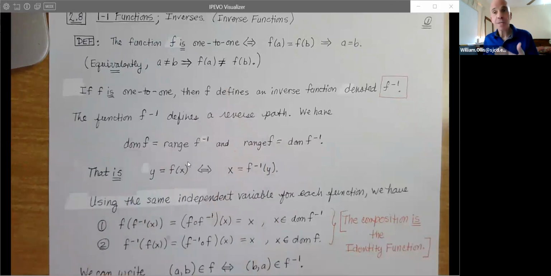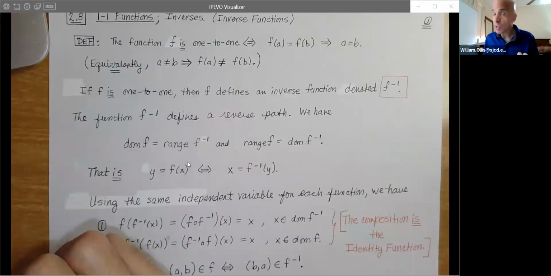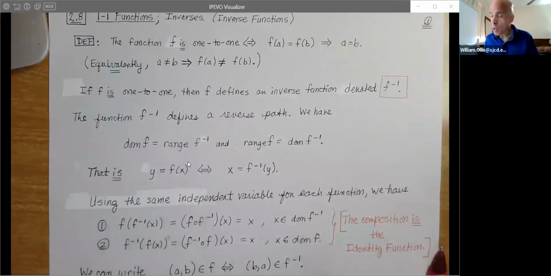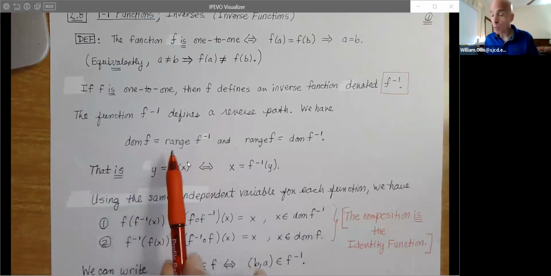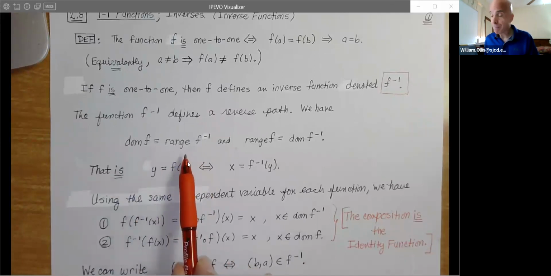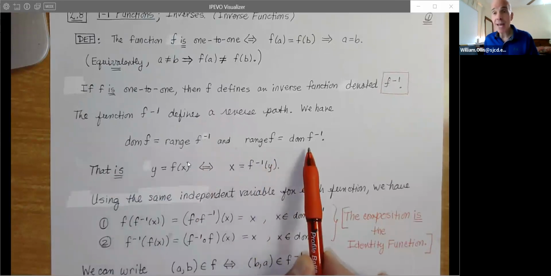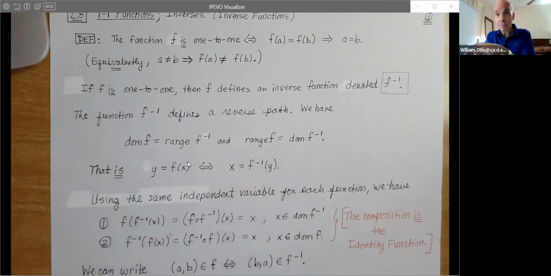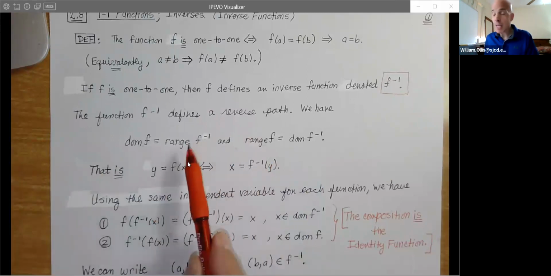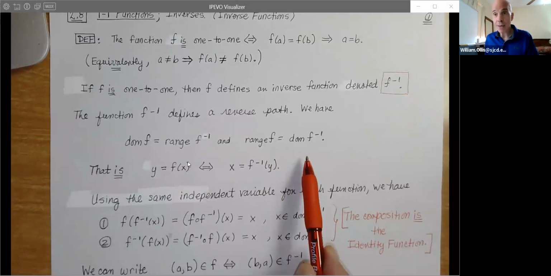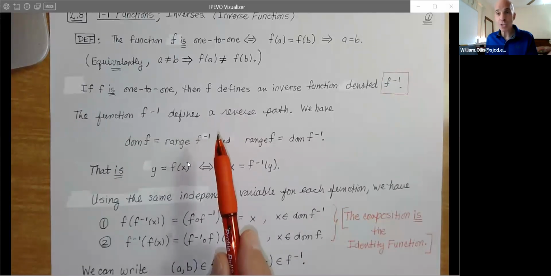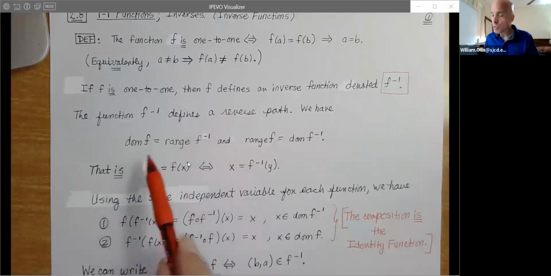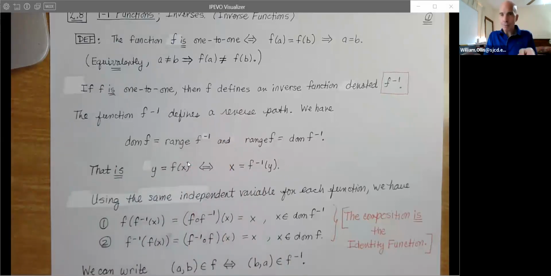But sometimes it's convenient to write the inverse function so we can do computations. So if that's the case, the domain of f will be the range of the inverse function, and the range of f will be the domain of the inverse function. They just flip. That's all, because again, if the inverse function defines the reverse path, you start in the range of f when you're in the domain of f inverse, and then the range of f inverse is just the domain of f. So it's easier just to say this, they just flip.